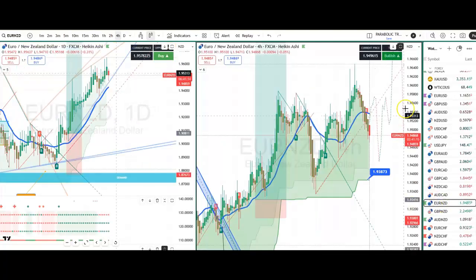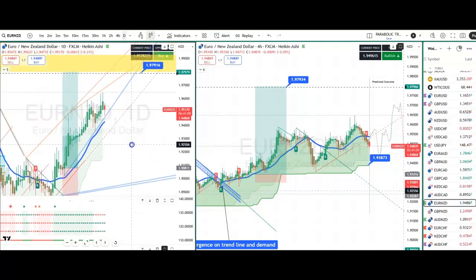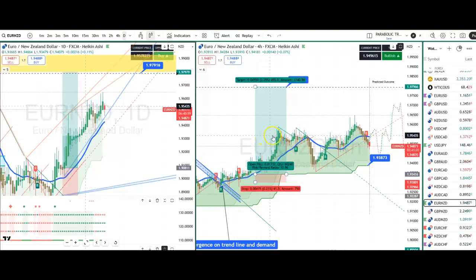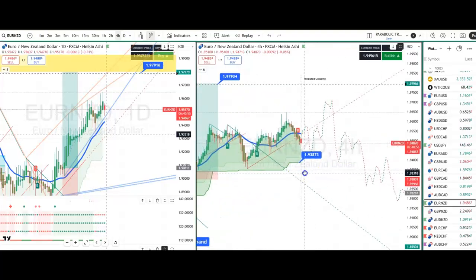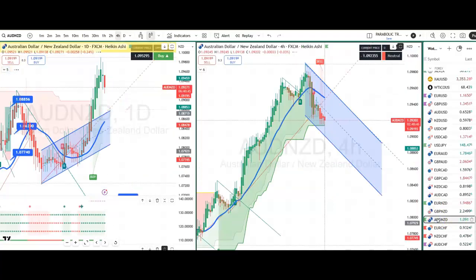Euro New Zealand is parabolic, but to the upside, holding on to market structure on the left, which is great, heading for 197.91 eventually. But as you can see, this week it's gone nowhere. So as long as it holds on to market structure, we just move our stop with the Advanced Pro charts, and minimize your risk, lock in profits where you can.